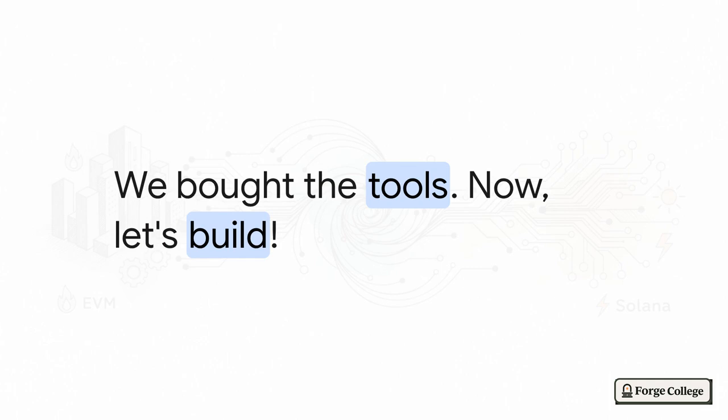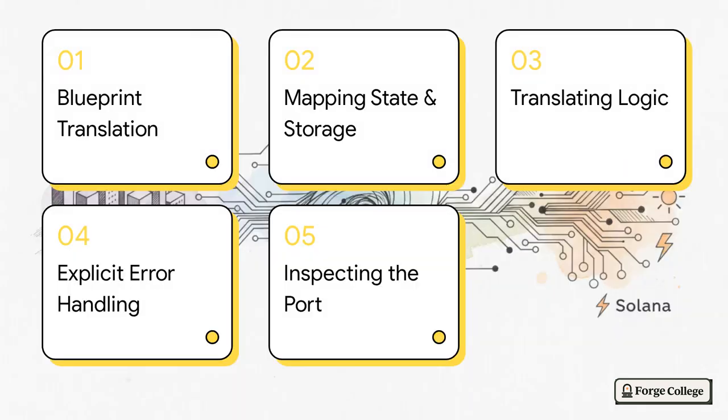Now, you might remember from our previous lesson, we spent a bunch of time setting up the perfect development environment, right? We organized the workspace, pinned our dependencies, set up our local test harnesses. Basically, we bought the tools and set up the workbench. Well, now it's time to actually pour the concrete. We're going to translate our actual smart contract logic and see how it holds up in its brand new environment. So here's our architectural manifest for today. We're going to cover the blueprint translation, then mapping state and storage, translating logic, explicit error handling, and finally inspecting the port. All right, let's dive right in.